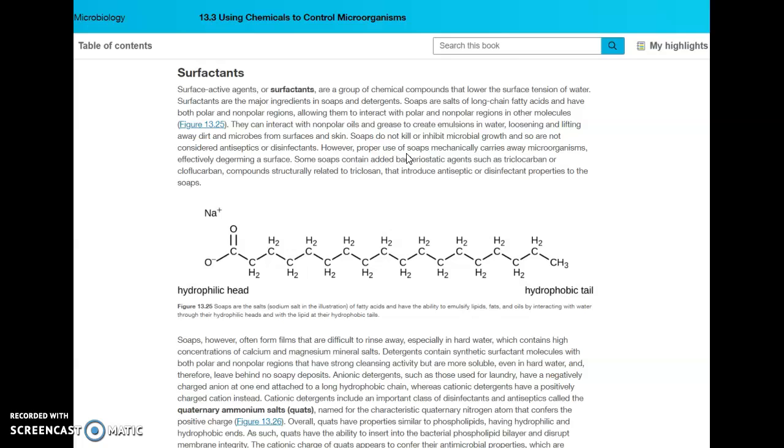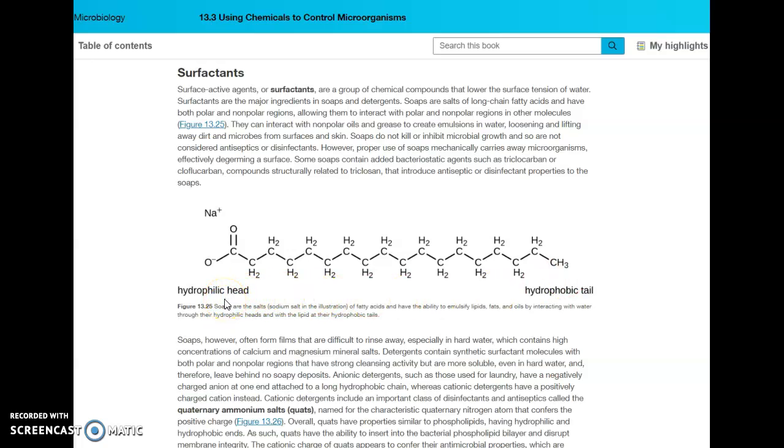Surfactants are found in soaps and detergents. That's the major ingredient that we see with soaps and detergents. Soaps are essentially salts. So this would be an example of a salt of sodium that's in a particular soap. They're long chain fatty acids. They have polar and non-polar regions. So when we talk about that, you'll notice we have this hydrophilic head and this hydrophobic tail.